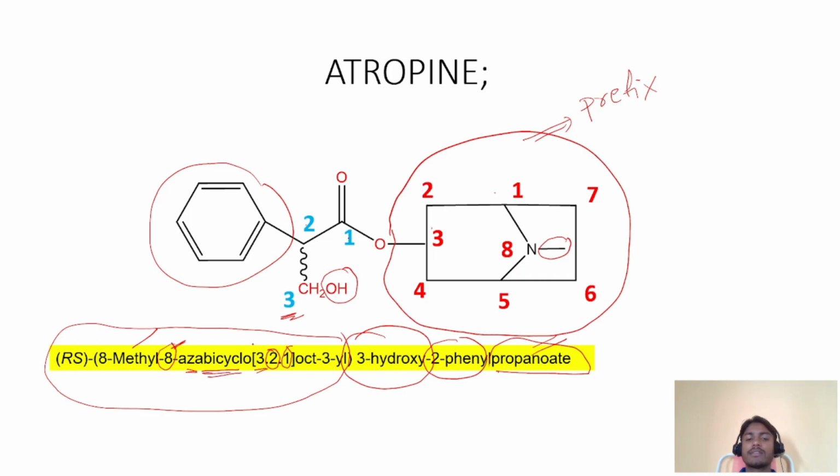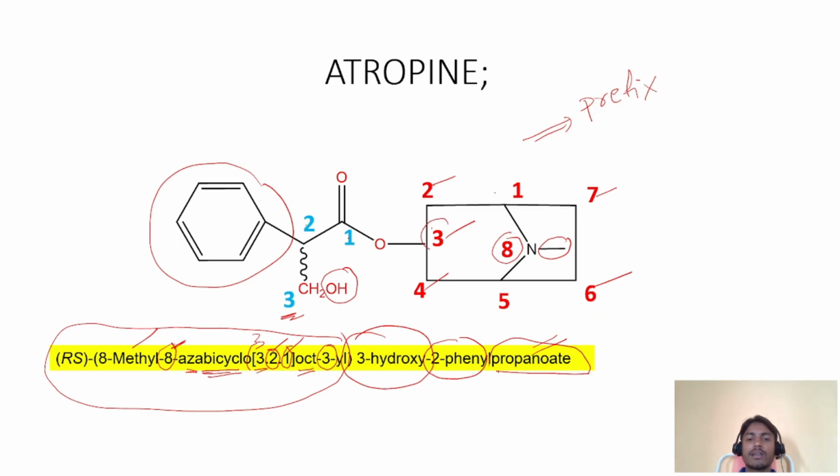Bicyclo, the compound is bicyclic. One of the bridges is containing 3 atoms, that is 1, 2, 3 atoms. The second bridge is containing 2 atoms, 1, 2 atoms. The third bridge is containing 1 atom. Like that, 3.2.1 oct, total number of atoms in the bicyclic compound is 8, that's why oct. The third position is substituted with the ester group, hence 3-yl. 3-hydroxy-2-phenyl propanoate. So this is the IUPAC nomenclature of atropine along with structure and numbering.